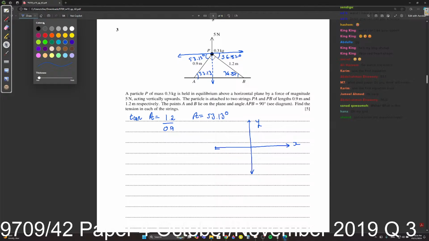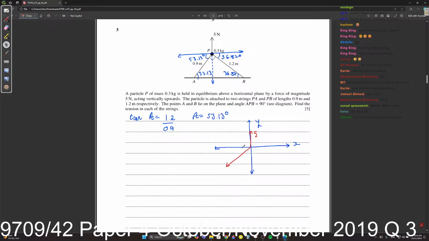Okay, so you have the force going up, it's 5. You have here, it's going to be here. It's called this T1, TA. Here, 36.87.